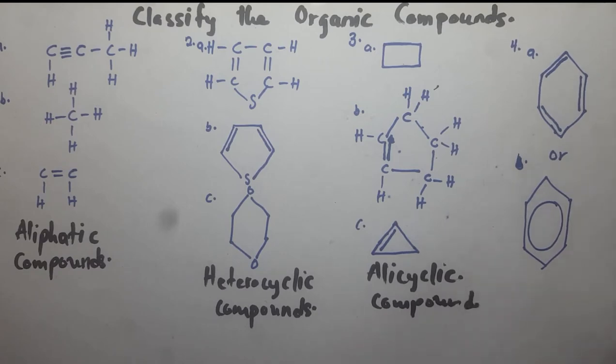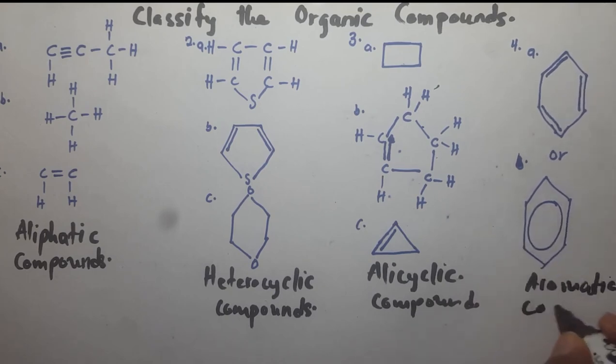With alicyclic, they don't contain nitrogen, sulfur, or oxygen. But with the heterocyclic, they contain nitrogen, oxygen, or sulfur. So that's the little difference between the heterocyclic and alicyclic. Now with the fourth one, they are compounds which contain a benzene ring, and we mentioned what benzene rings are. So the fourth one is an aromatic compound.